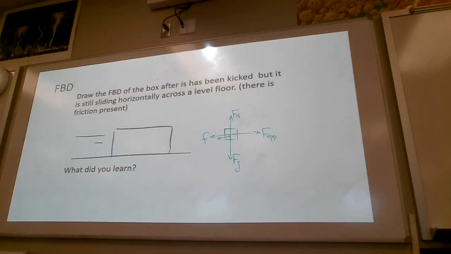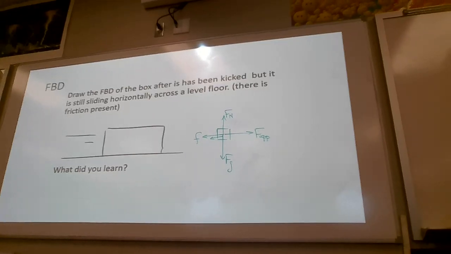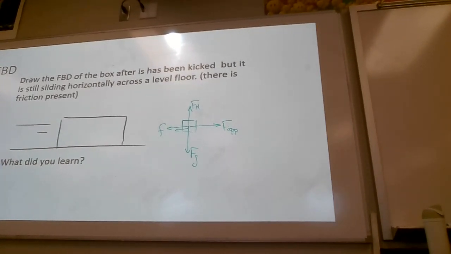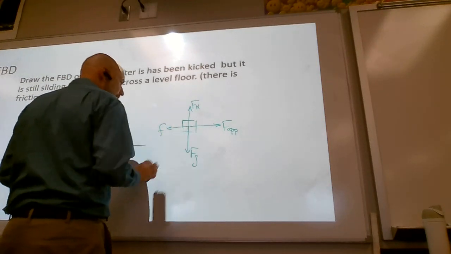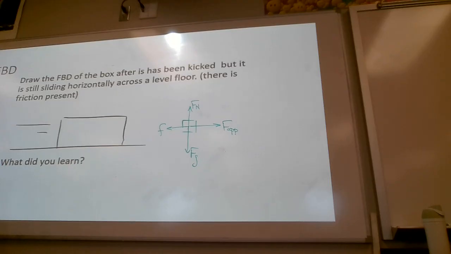Now, I get this box going, and it's now sliding. While it's sliding before it stops, what would be the free body diagram while it's sliding along the floor? Friction's still a thing. Thumbs up when you have a guess.